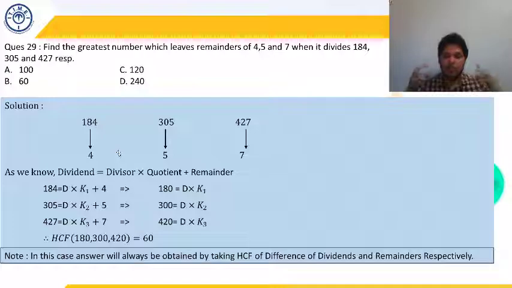And we have discussed a note in this case also. In this case, the answer will always be obtained by taking the HCF of the differences of the respective dividends and the remainders. So we could have done this question directly also. 184 minus 4 is 180, 305 minus 5 is 300, 427 minus 7 is 420. We can directly take the HCF and that would be our answer. I hope it is clear.